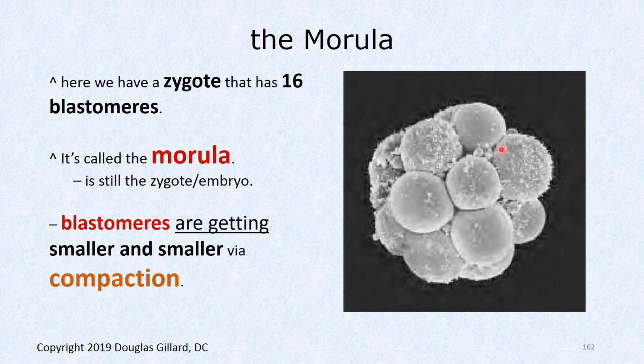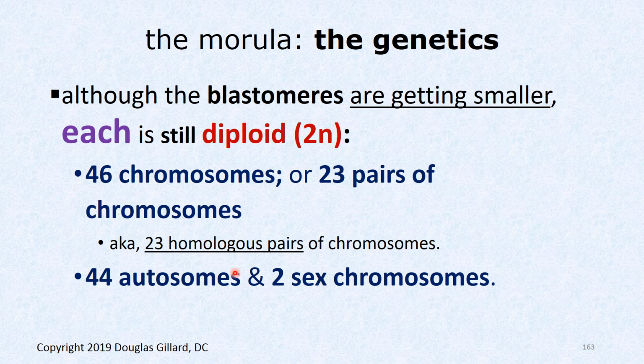It's a really nice electron microscopic view of a morula. And yeah, compaction's still going on, and I think we're about done. I don't think we're going to go much further. The genetics is the same. Each blastomere in the morula is still diploid, 46 chromosomes, 23 pairs. How many chromatids? Well, it depends, because they're going through mitosis, so it depends at what stage in the cell cycle they are.